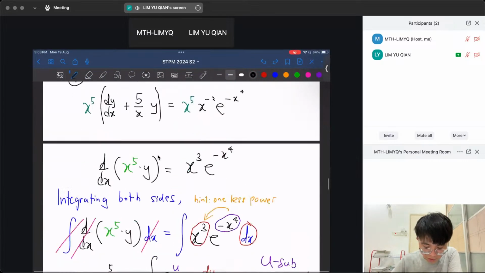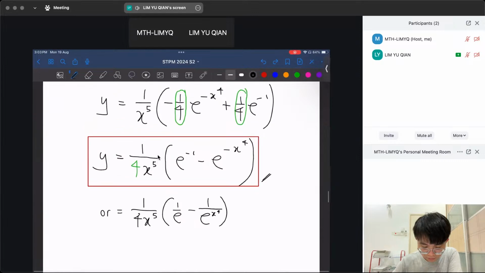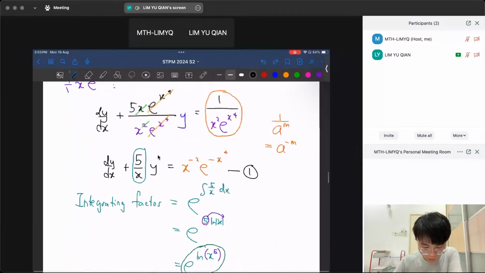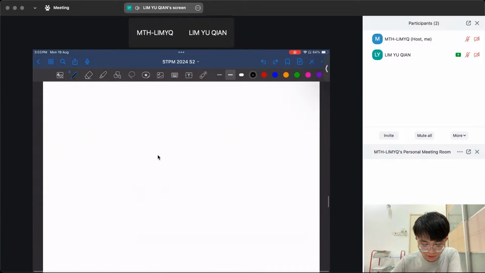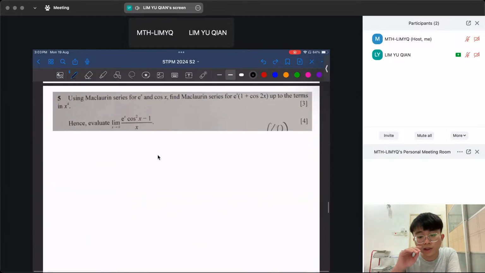Or we can ask our calculator to do it for us, but I think not for now. I think we are pretty sure that this one is correct already. Okay, let's move to question 5.